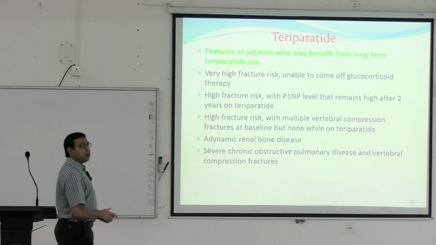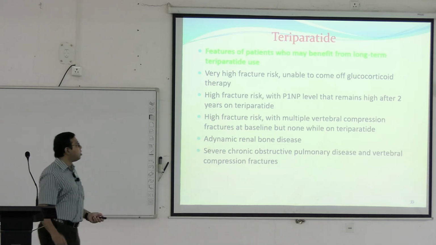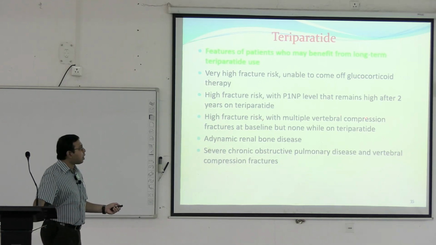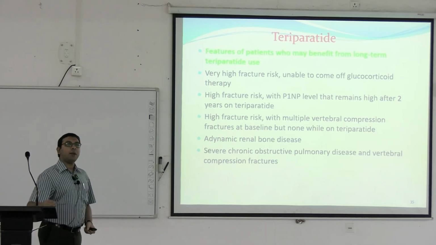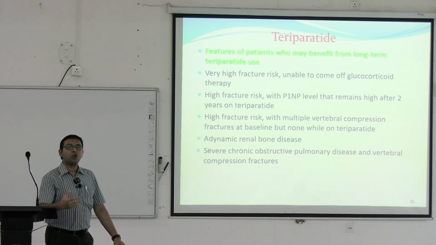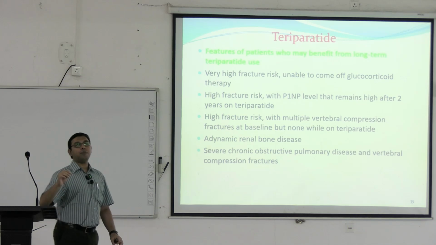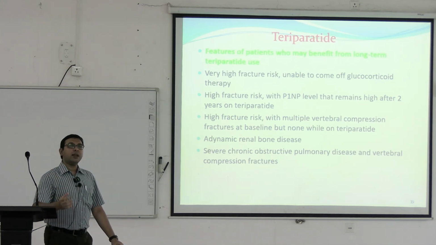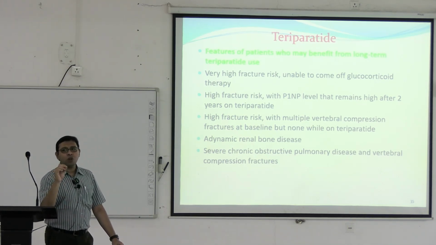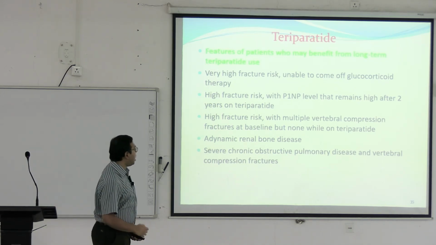High fracture risk with bone turnover marker that remains high after 2 years on teriparatide. High fracture risk with multiple vertebral compression fractures at baseline. A vertebral fracture can happen when the patient comes with chronic low back pain that becomes acute, chronic to acute. We have to check the X-ray of the vertebral column, and we can see some slight or multiple compression fractures. This mainly happens due to osteoporosis or osteopenia.